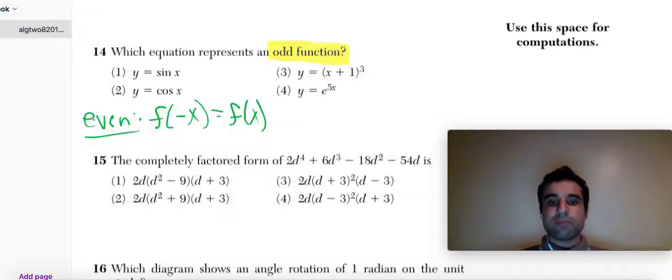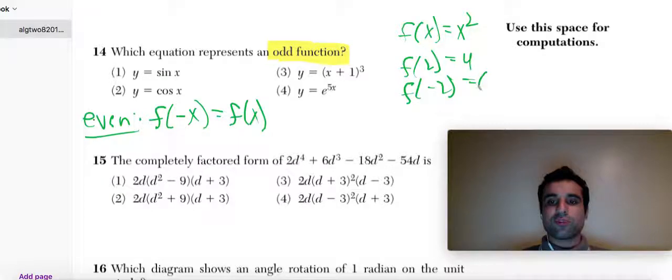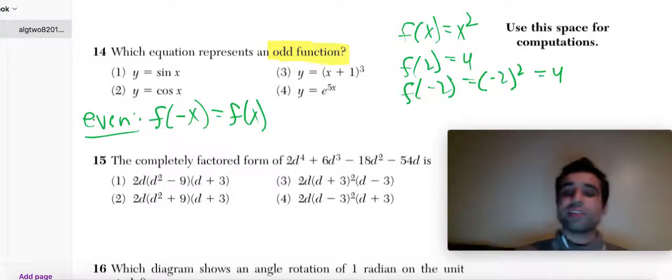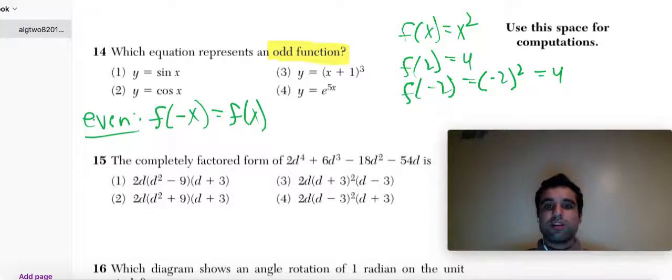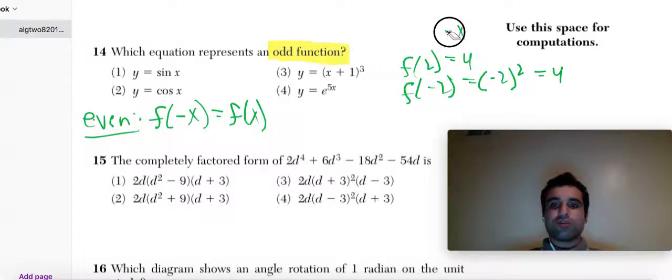So something like, for example, if f of x equals x squared, right? F of 2 is 2 squared, which is 4, but f of negative 2 is also 4, because when I square negative 2, that also becomes positive 4. And so f of x equals x squared is an even function, right? Not all quadratic functions are even, but this parent one is.